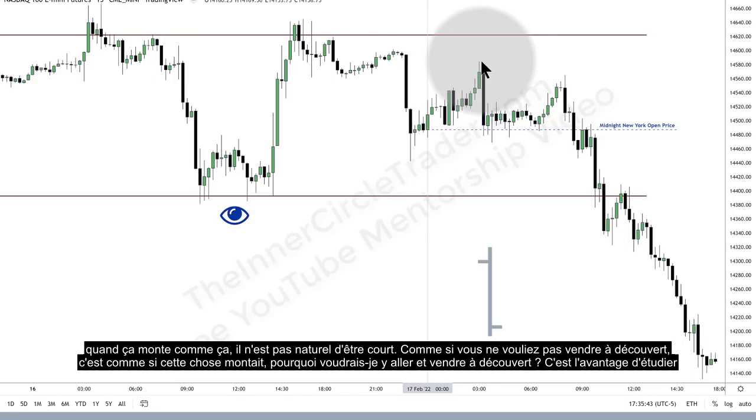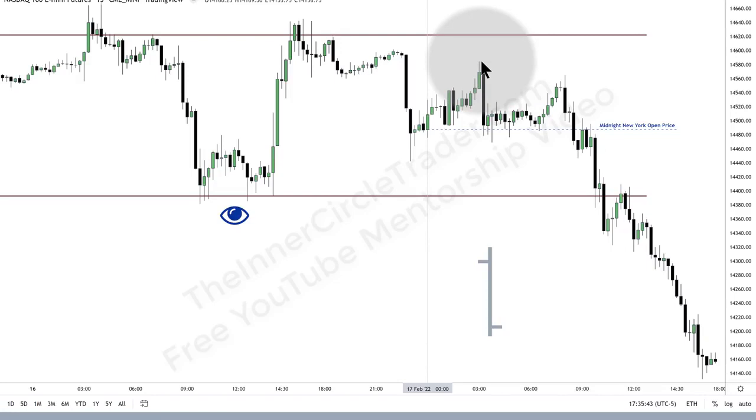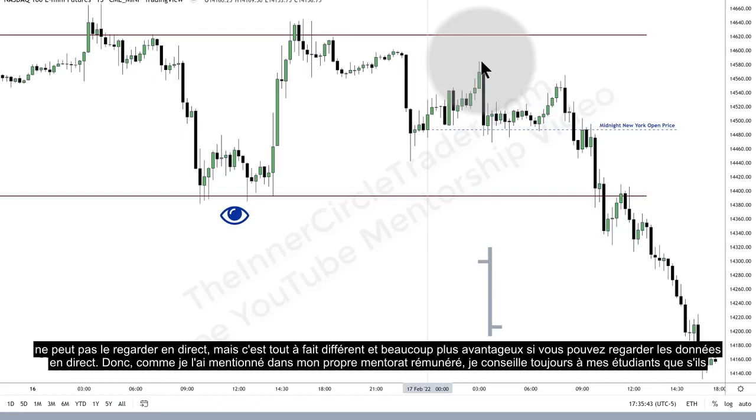That's the benefit of studying old data and then reading price, studying it real time, and without taking any demo trades, without trying to pick the targets. Forget all that. You want to practice for months reading the tape, studying price action, watching it. Even if you have to watch it with TradingView's market replay function, there's nothing inherently wrong with it if that's all you have and you can't watch it live. But it is altogether something different and much more beneficial if you can watch the actual live data.